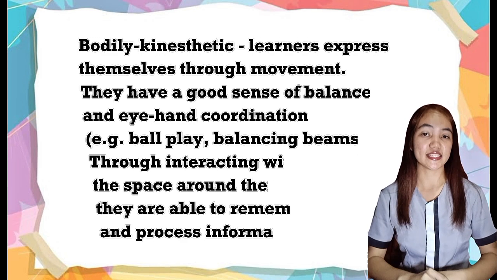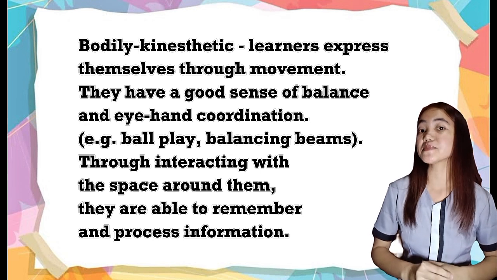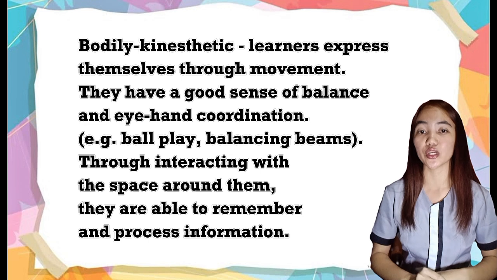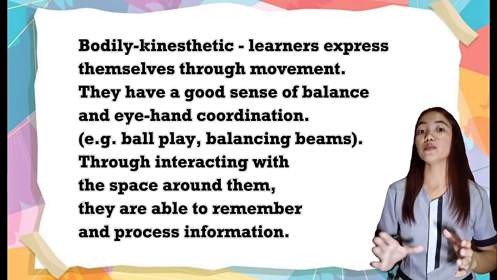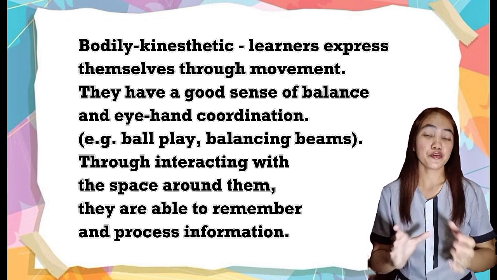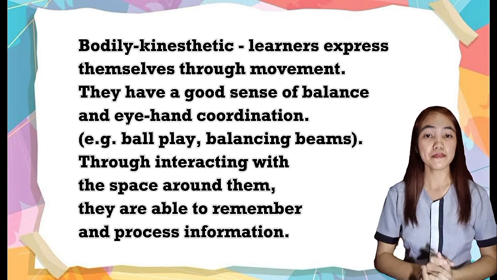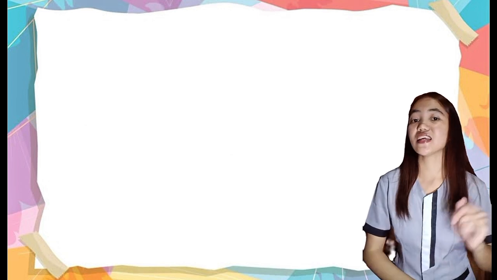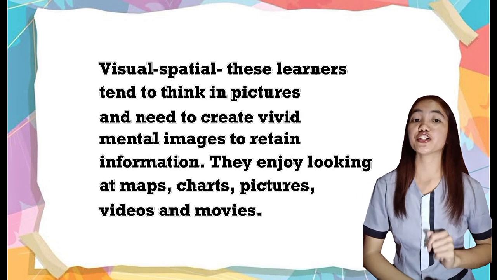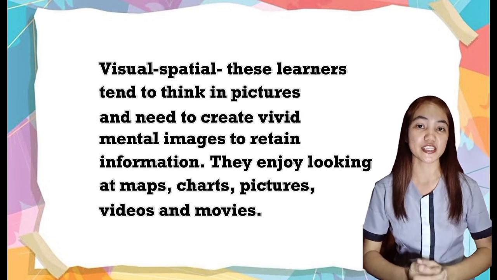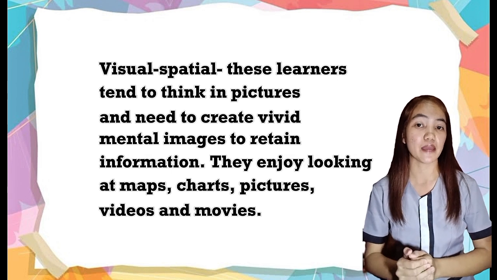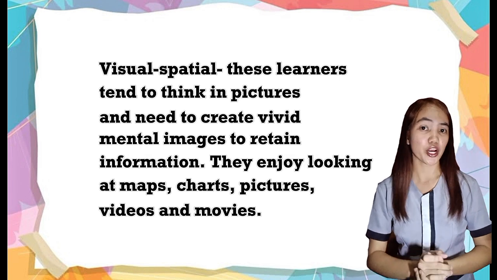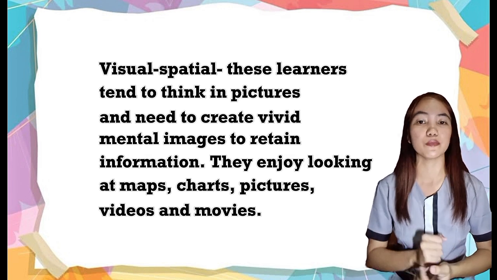Next is bodily kinesthetic. These learners express themselves through movement. They have a good sense of balance and eye-hand coordination, for example ball play and balancing beams. Through interacting with the space around them, they are able to remember and process information. Next is visual spatial. These learners tend to think in pictures and need to create vivid mental images to retain information. They enjoy looking at maps, charts, pictures, videos, and movies.